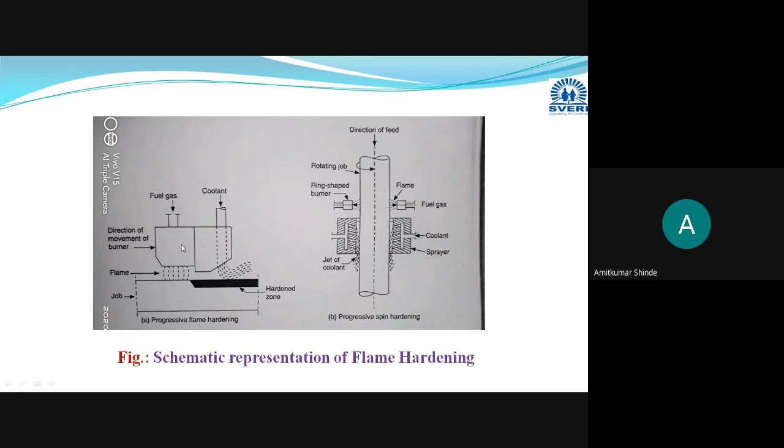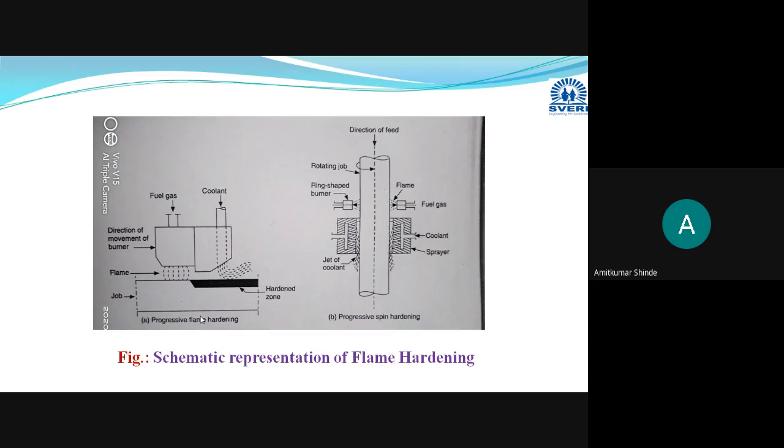The job is stationary, and they are movable. Whichever workpiece you are going to harden, they will move over it. Over whichever desired hardened surface is there, they will move simultaneously. Simultaneously, heating and cooling or quenching with the help of water is done. Okay, this is the progressive flame hardening.